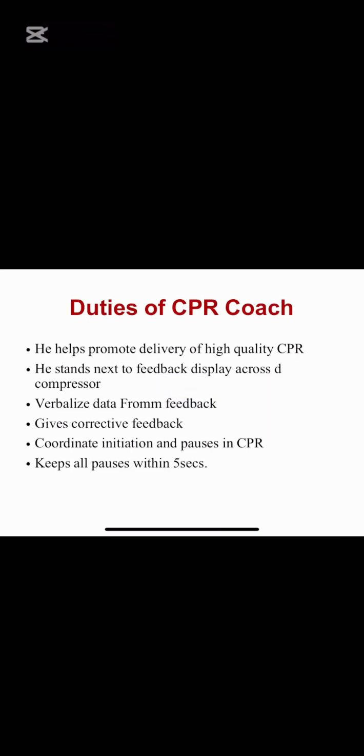So this is the adult BLS algorithm, starting with a patient that is unresponsive, calling 911 and getting an AED. You assess for pulse, and then you begin CPR. Basic life support, so what does basic life support emphasize? The first thing is scene safety. You want to make sure your scene is safe.